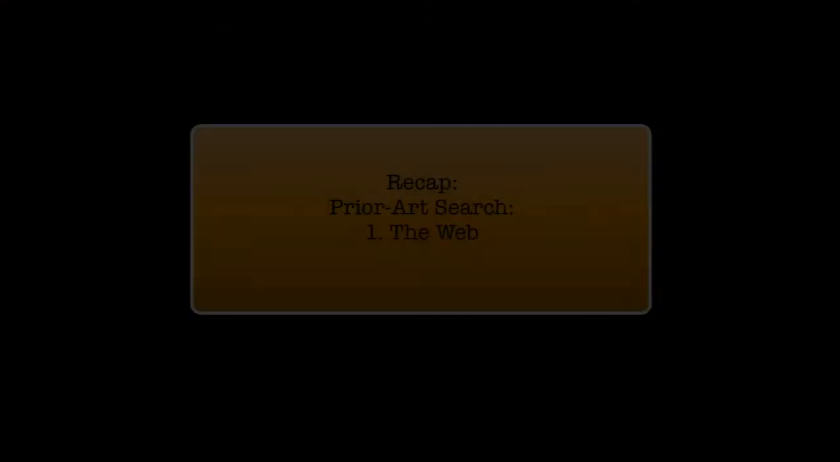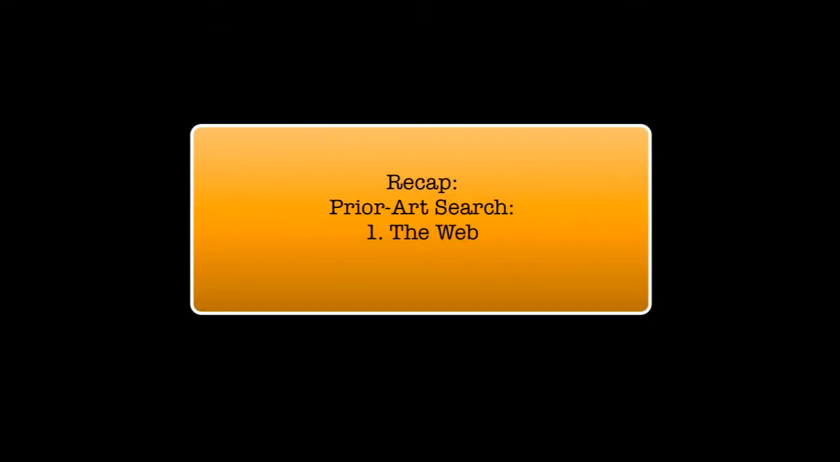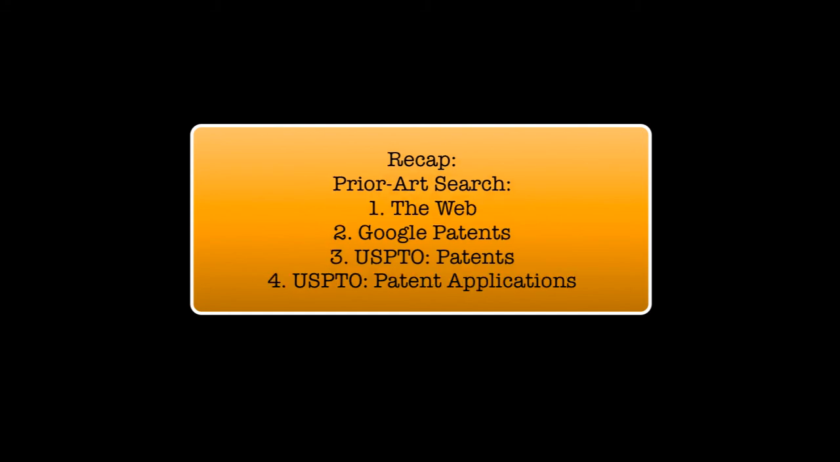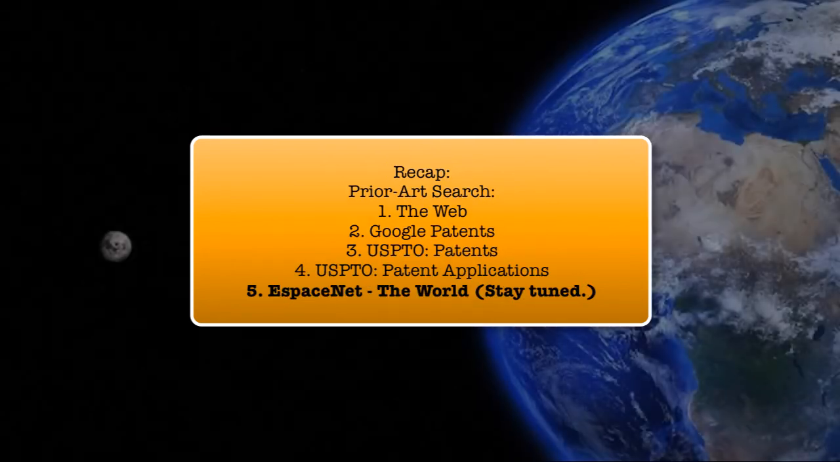Why don't we recap here? First, we did a prior art search of products by a simple web search. We used Amazon to look for products that are similar to our invention. Then we did a keyword search using Google Patents. We saved the relevant ones. Then we did a classification search at the USPTO website, and we used that classification to find really relevant patents. And then we did the same search in the USPTO's patent application database. There's one more place to look in our prior art search, and that's the rest of the world.